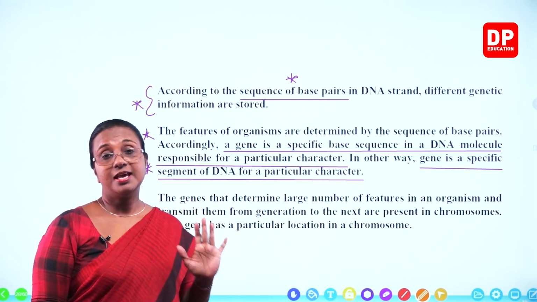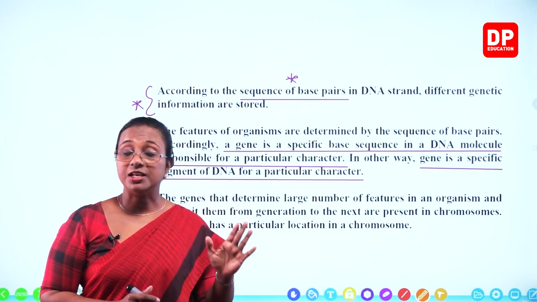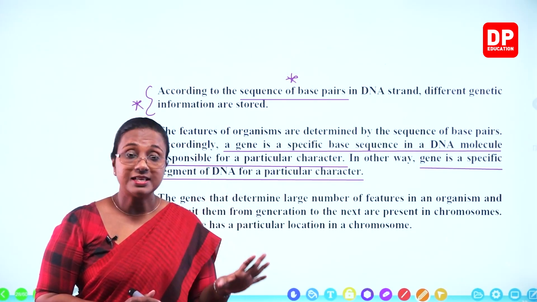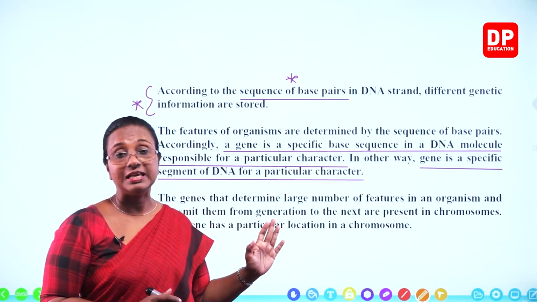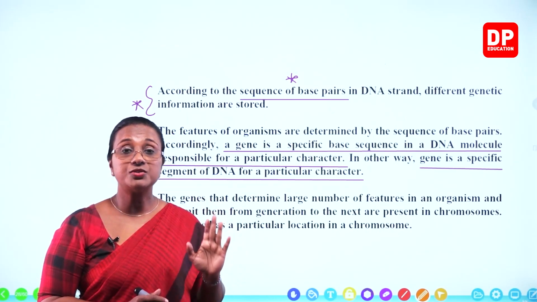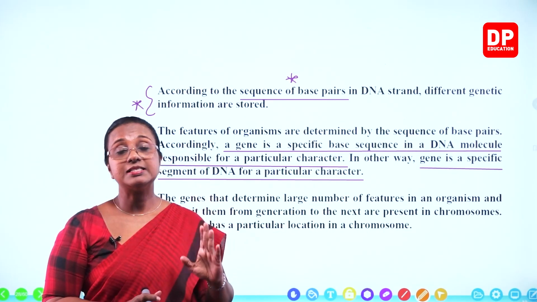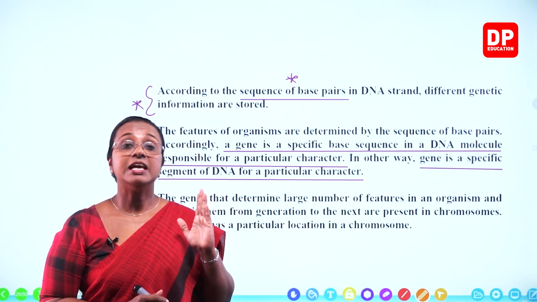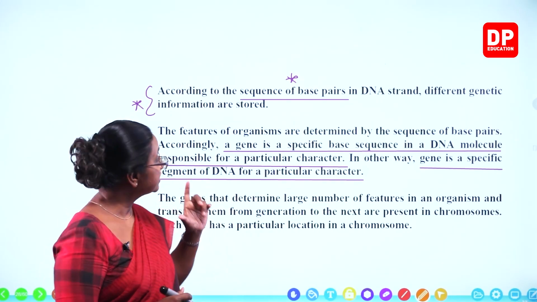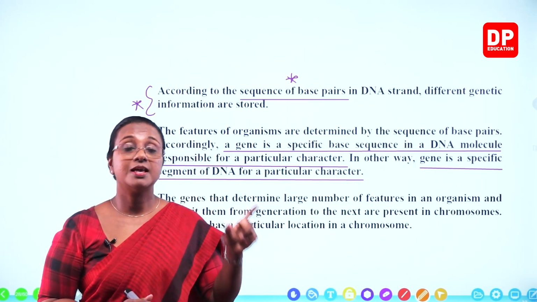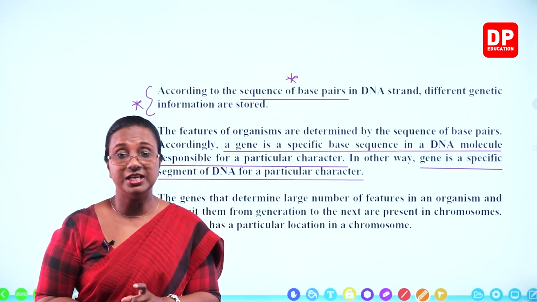Now can you all understand that? Again, I am telling you the same thing, repeating it so that you understand it clearly. Inside the nucleus, you have the chromosomes. Chromosomes are nucleic acids, DNA, that is deoxyribonucleic acid. It's a DNA molecule. A DNA molecule is a double helical structure in which there are base pairs, and a certain sequence of base pairs responsible for a particular character is what we call genes.